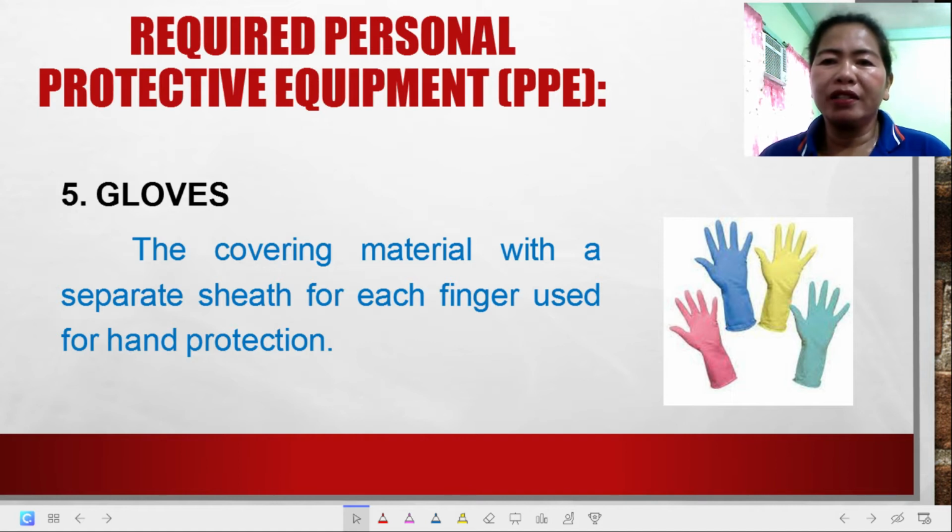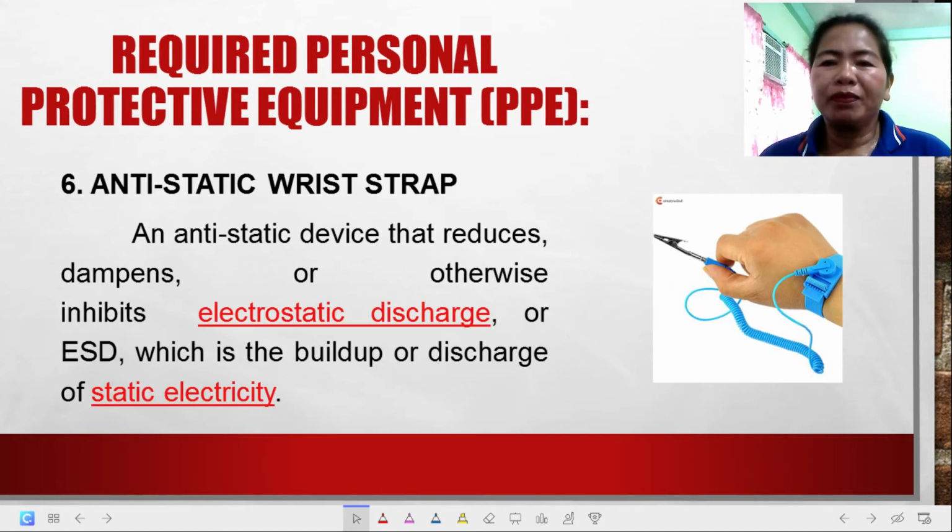The last item is the anti-static wrist strap. I think this anti-static wrist strap is also discussed in my previous video, which is part of your lesson. So this is already known to you. An anti-static wrist strap is an anti-static device that reduces, dampens, or otherwise inhibits electrostatic discharge, or what we call ESD. ESD means electrostatic discharge, which is the build-up or discharge of static electricity.